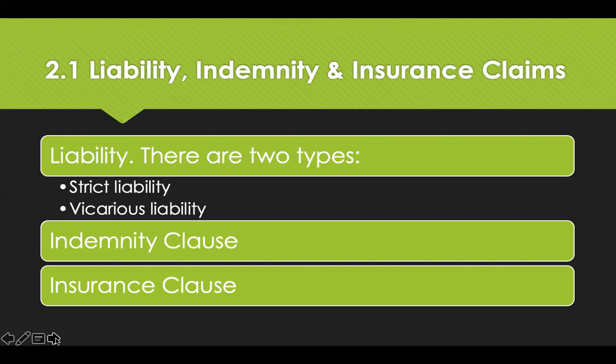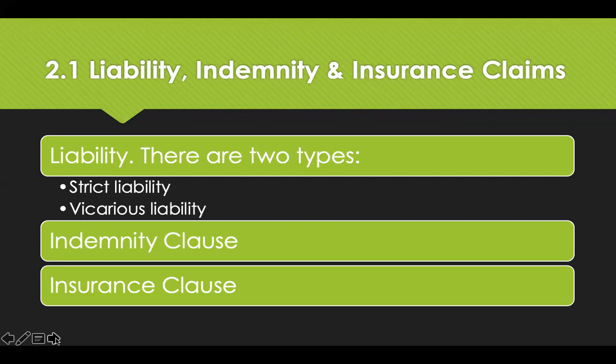So liability refers to whether a party has responsibility for something, and there are two types. We've got strict liability, which is a situation where the entity, like the organisation, is legally responsible for damage or loss caused by acts or omissions, regardless of fault. And vicarious liability is where a superior will bear responsibility for the acts of its subordinates. So organisations are generally liable for the conduct of their employees.